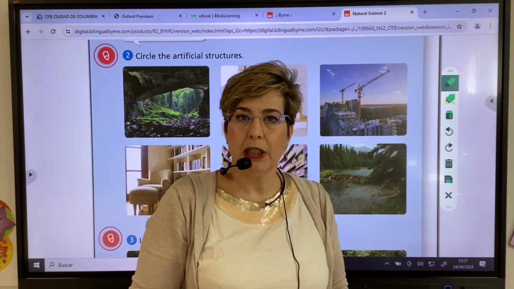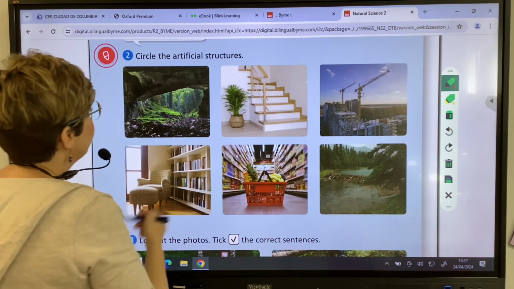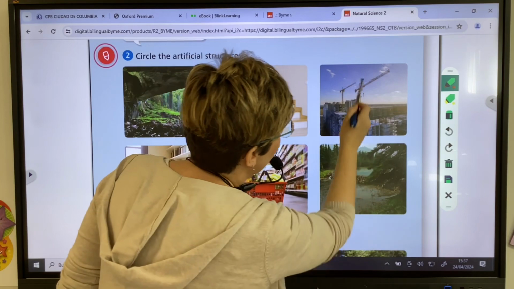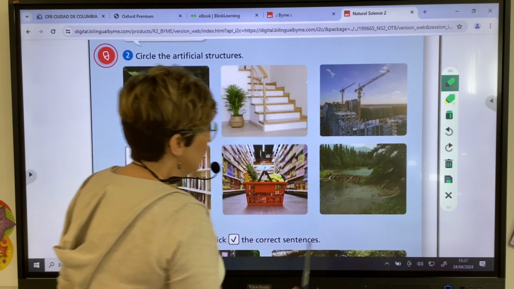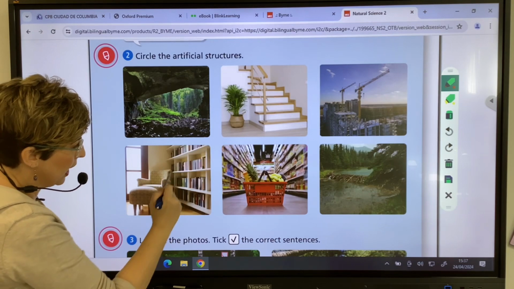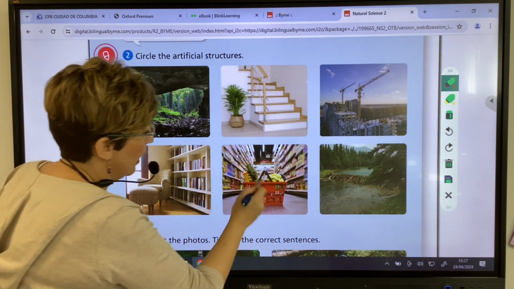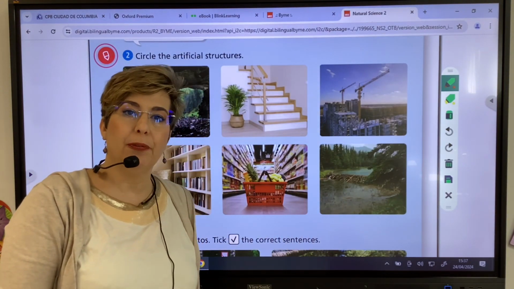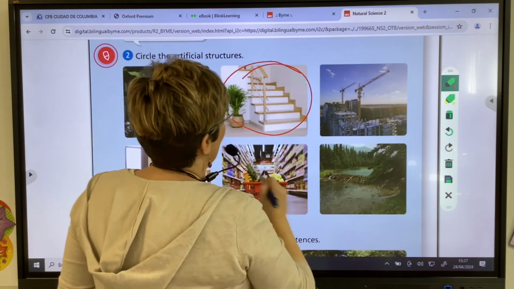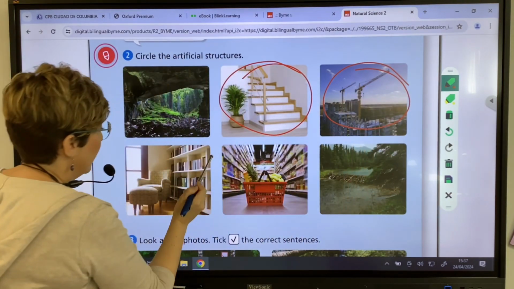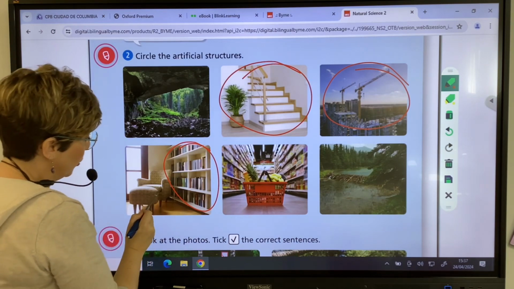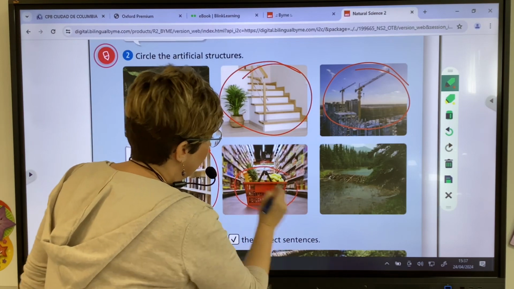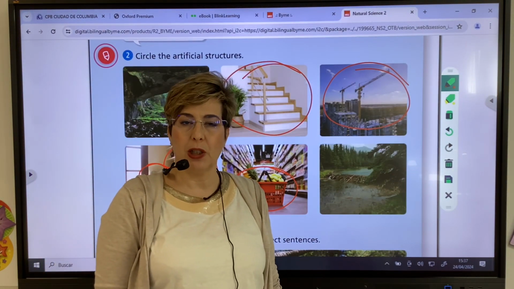Circle the artificial structures. And we have a cave, we have stairs, we have cranes and buildings, we have a shell, we have a basket, and we have a beaver dam. Which ones are artificial? 1, 2, 3, but this would be also an artificial structure if you wanted to. And the basket is also an artificial structure.